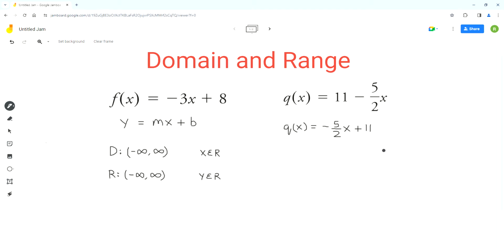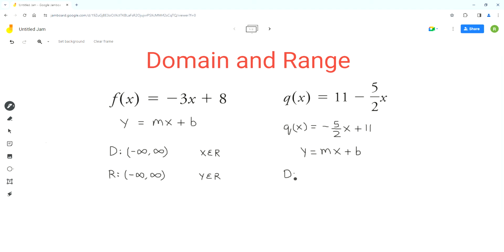Now you can see that this equation resembles the general equation of a linear function, y equals mx plus b. And we can also see that the exponent on the variable is 1, the invisible 1. This is a linear function. So the graph of this linear function will be an inclined straight line. Let's start with the domain.